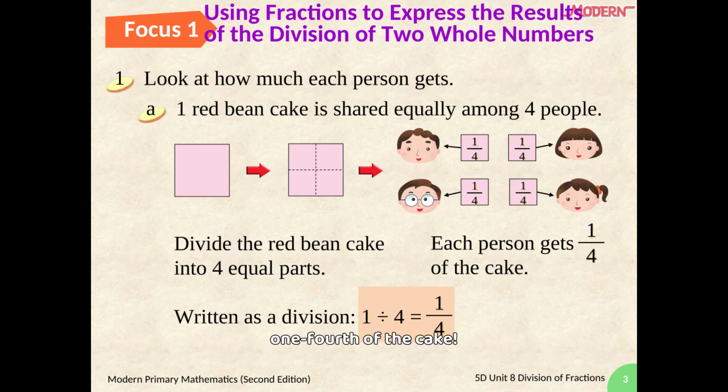Each person gets 1/4 of the cake. 1 divided by 4 equals 1/4. Do you see what happened? The 1 cake we started with became the numerator, and the 4 friends we shared with became the denominator. It's like the numbers found their perfect seats at the table. 1 cake, 4 friends, 1/4 each. That is perfect mathematical fairness.